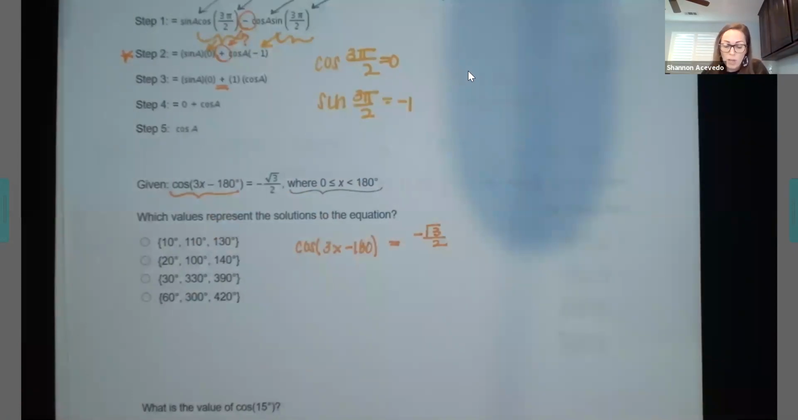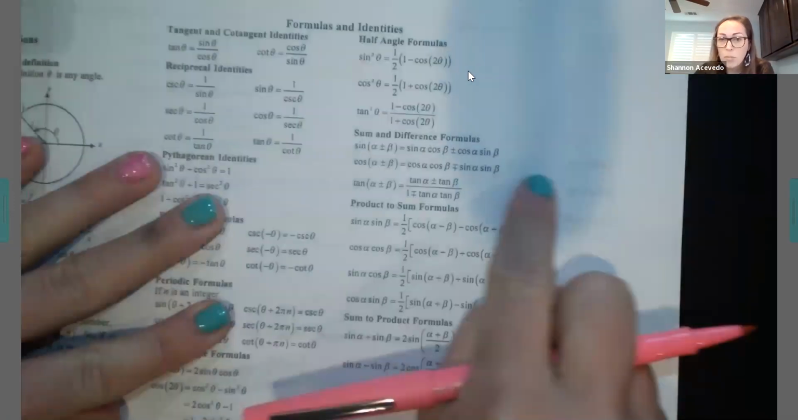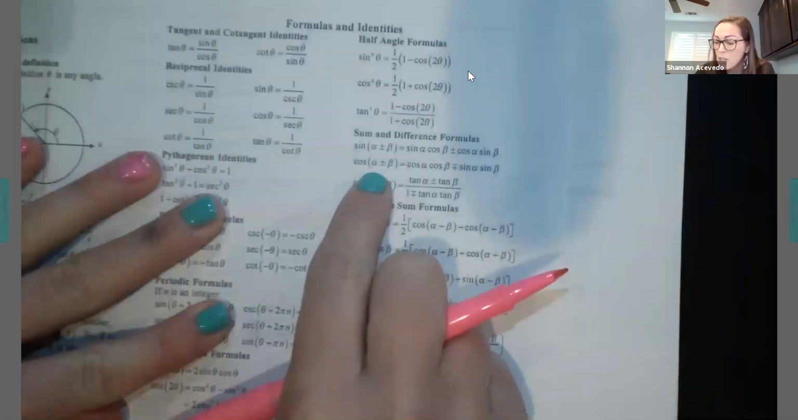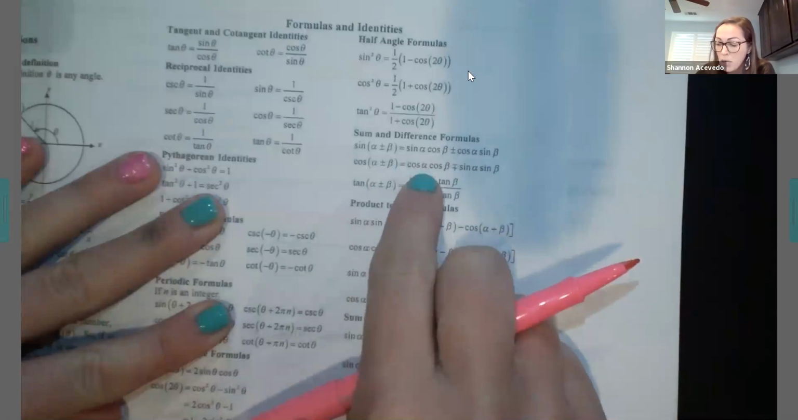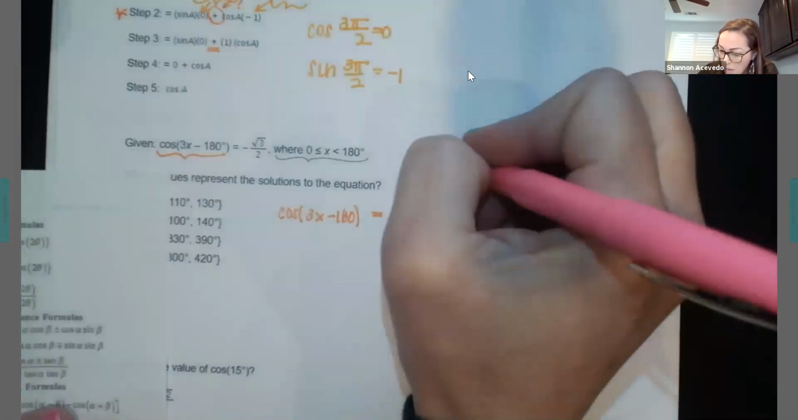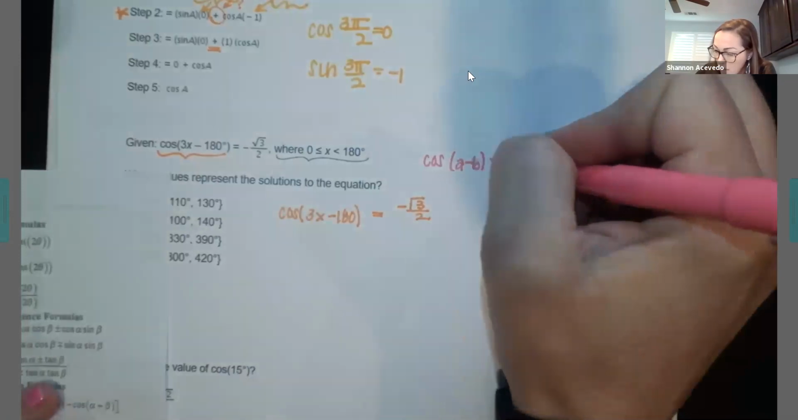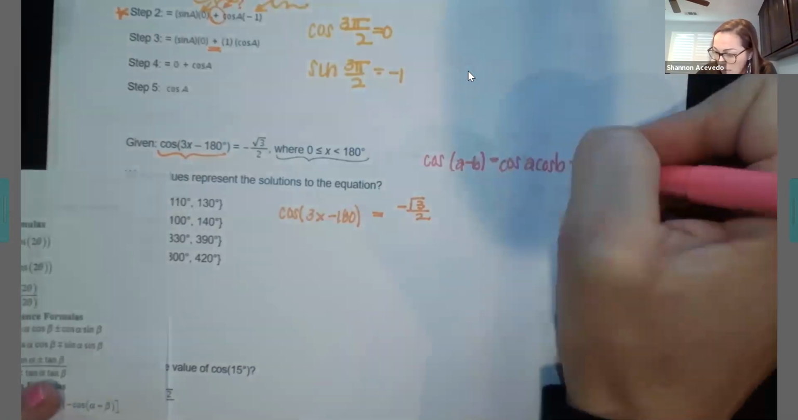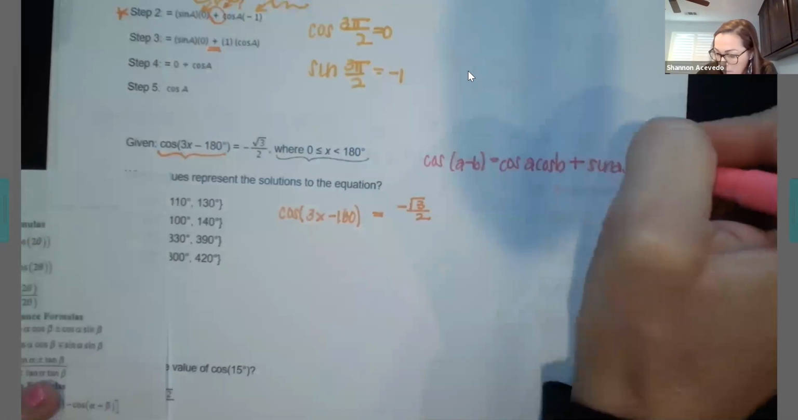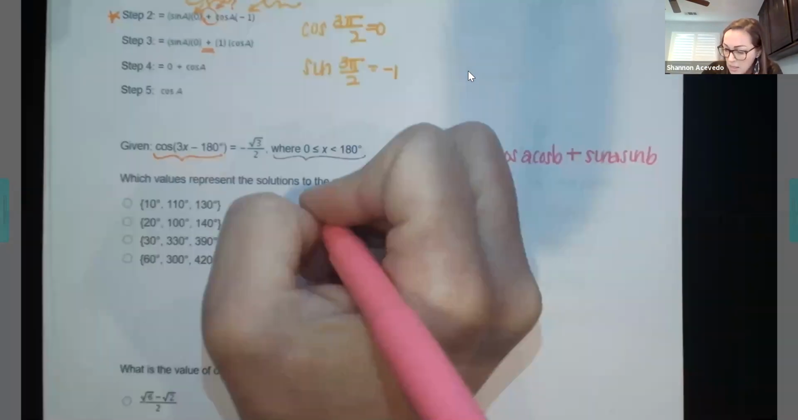My difference formula for cosine, I'll write it up here for you guys. Again, all I'm doing is transferring the formula from my formula sheet. It's cosine with a minus, and I'm using the bottom one, the one with the plus sign in between. So cosine of A minus B is equal to cosine of A, cosine of B, plus sine of A, sine of B. This is the formula that I'm using. This is my A, this is my B.